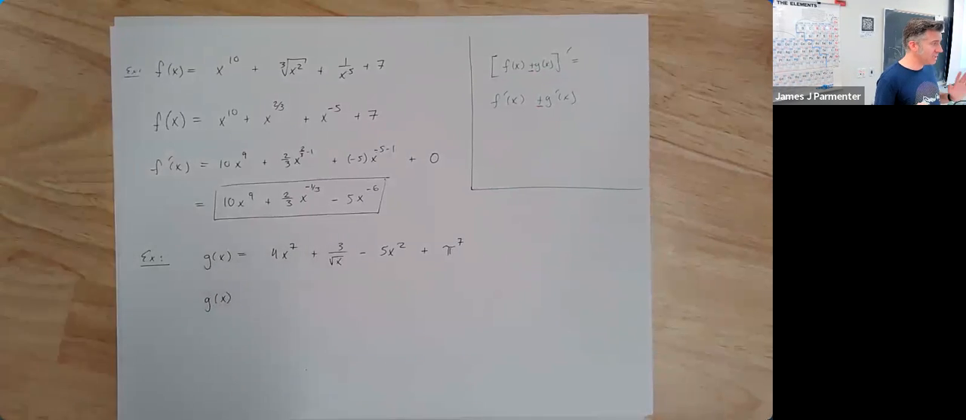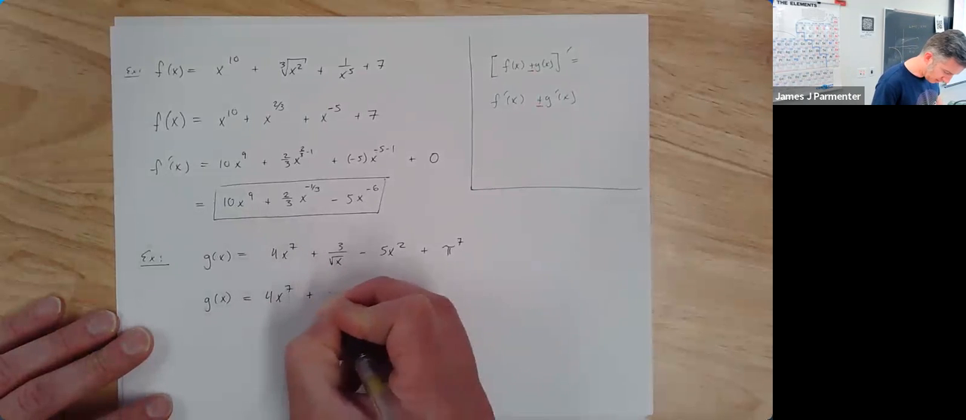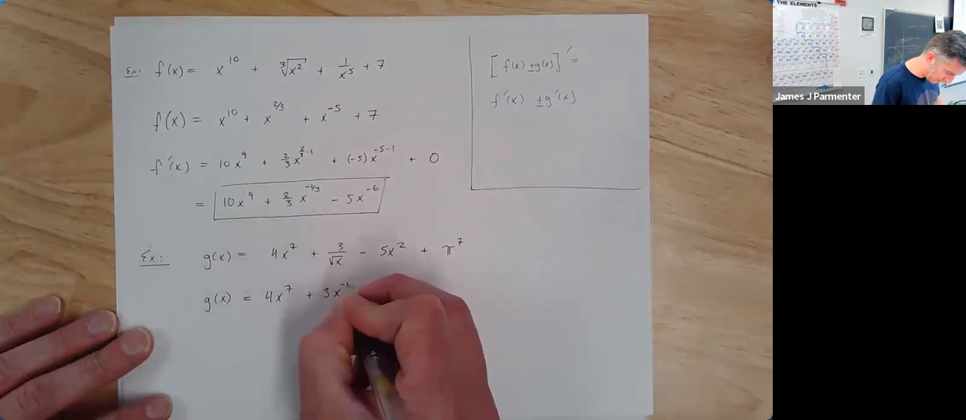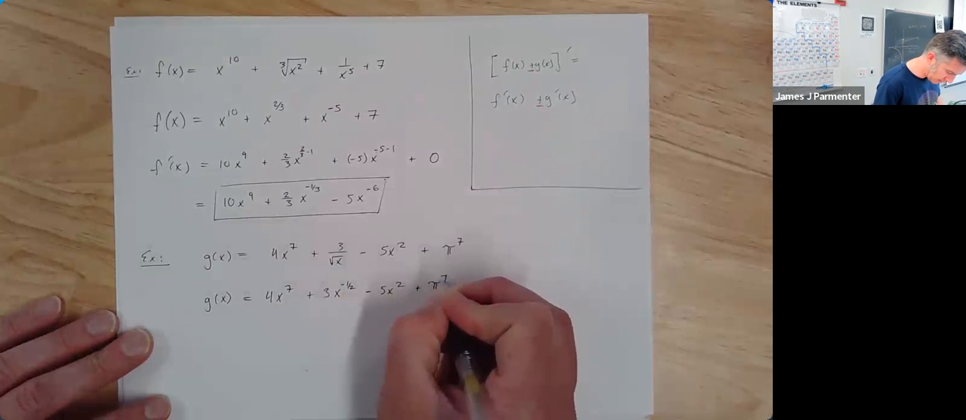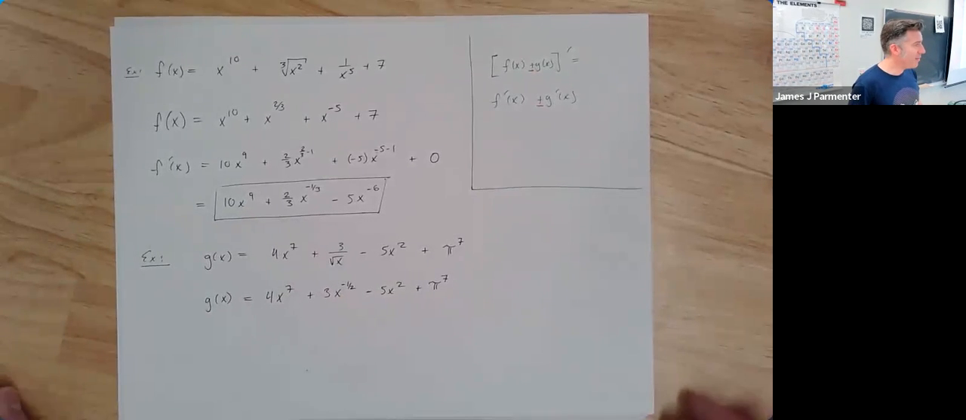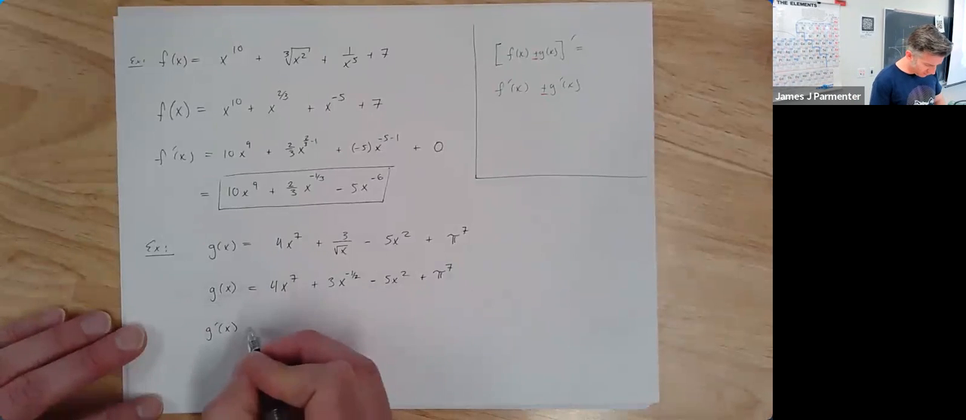Since I'm not differentiating yet, I should still write g of x, not g prime of x. I'm not yet taking the derivative. Also, no half measures, right? We don't want to take the derivative of parts of it and simplify other parts. You either want to be simplifying or differentiating, one or the other, never both at the same time. So rewriting this, it's 4x to the 7th plus 3 times x to the -1/2 minus 5x squared plus pi to the 7th. Cool. Now we can take the derivative. So what's the derivative of 4x to the 7th?